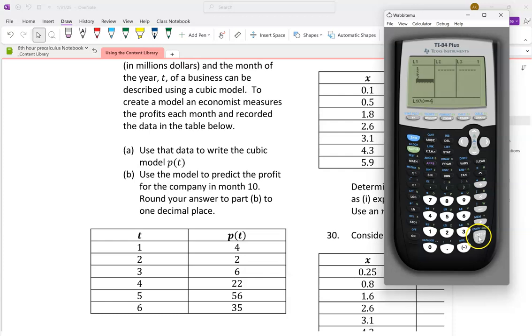3, 4, 5, 6, and then 4, 2, 6, 22, 56, 35. Everybody feel okay here? So I'm going to exit out of here. So second and quit. Now, where do all my models live at? I press the stat button again, but this time I go over to the calc tab.